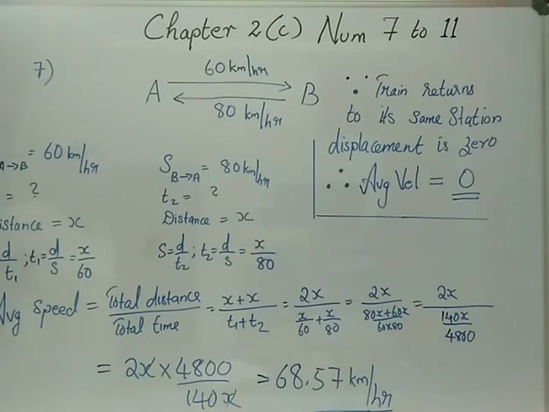Now the second question is to calculate the average speed. The formula for average speed is total distance by total time. Actually we don't have any distance or any time. We have only two speeds. So we are considering the two journeys separately.